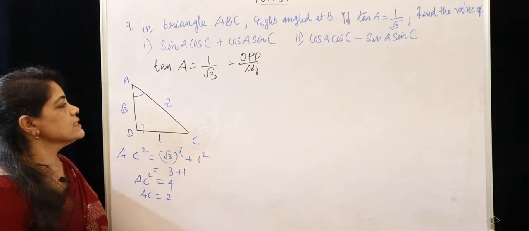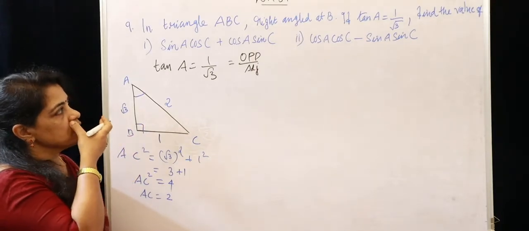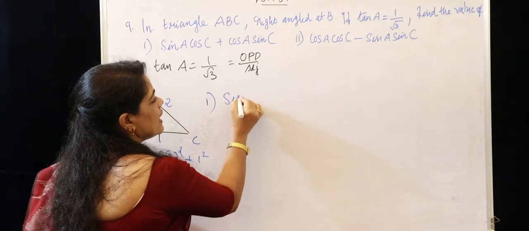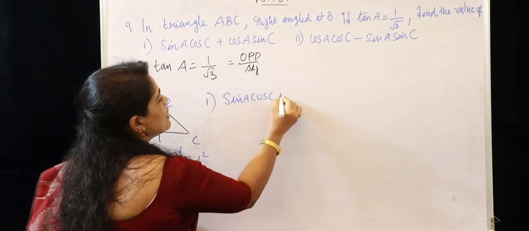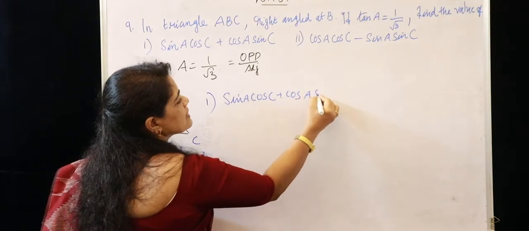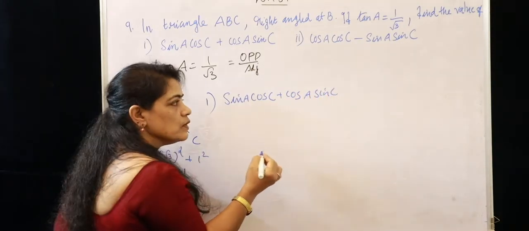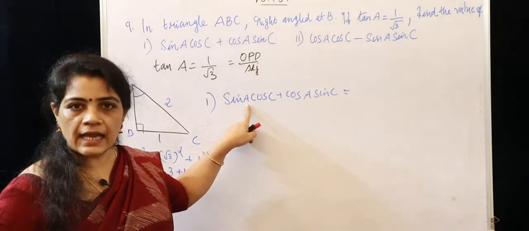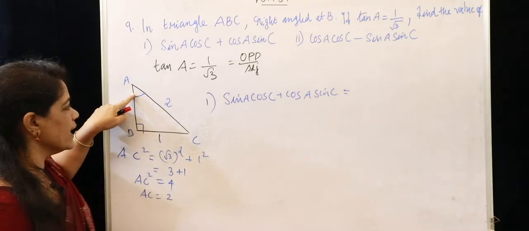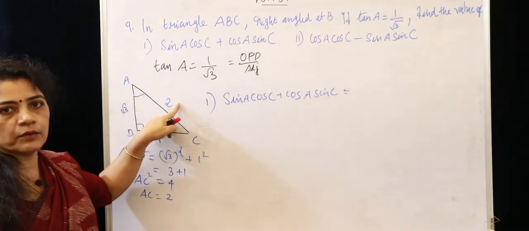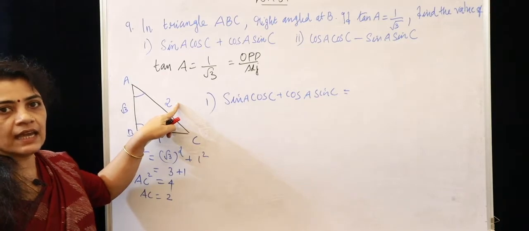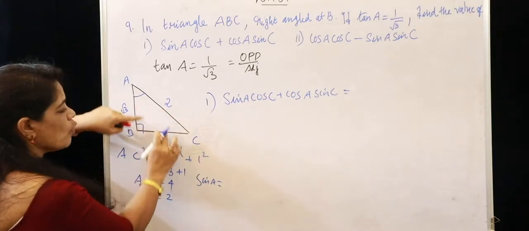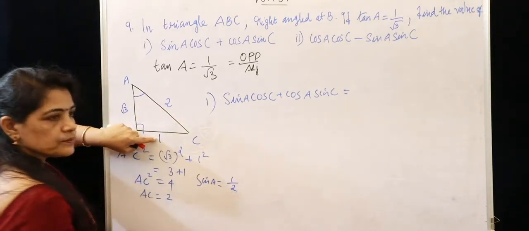Okay, so you can easily find out the remaining things. That is the first sub question: what is sin A cos C plus cos A sin C? First subdivision. This is equal to, with respect to angle A, what is sin A? Angle A, opposite by hypotenuse. That is sin A is equal to opposite 1 by 2.